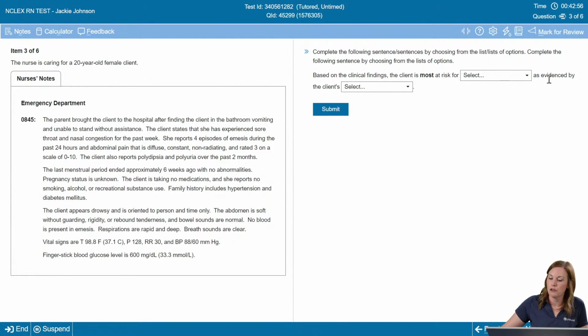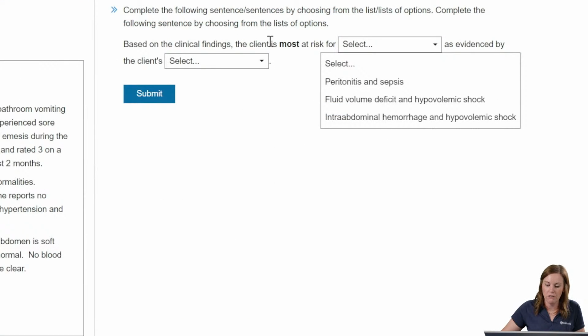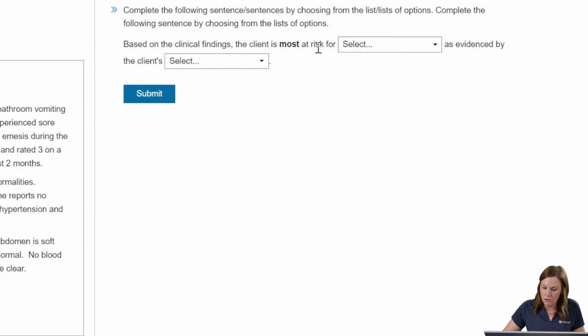This is a drop-down question. As you click these, there are specific options for you to pick from, and they need to match together as you're reading the sentence. It says complete the following sentence by choosing from the list of options. Based on the clinical findings, we're really honing in on this client. We don't really think this client has a ruptured appendix or a ruptured ectopic pregnancy. We know all of these findings are telling us this client has DKA. We know that a life-threatening implication of DKA is hypovolemic shock. So let's keep that in mind as we answer this.